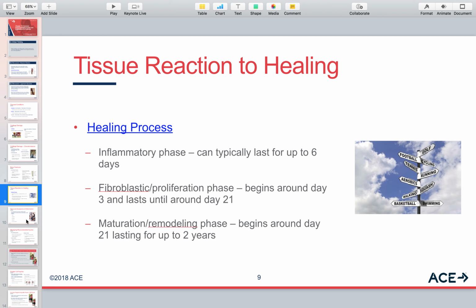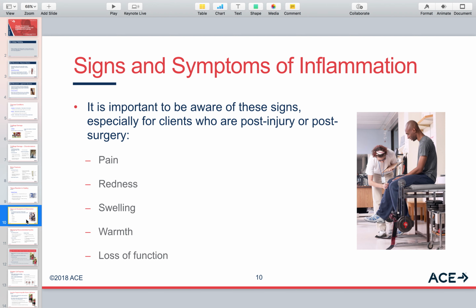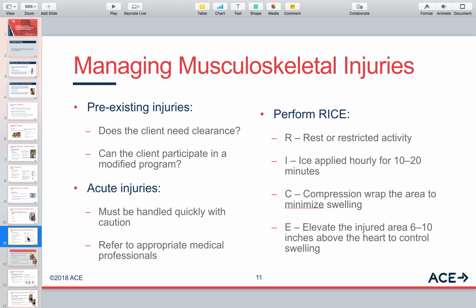So we heal for a long time. Healing takes time. Sometimes we never fully heal or recover, but regardless, it's going to take time to heal. Okay, inflammation. So post-injury, pain, redness, swelling, warmth to touch, loss of function. RICE acronym, if you aren't familiar with it, it's rest, ice, compression, and elevate.